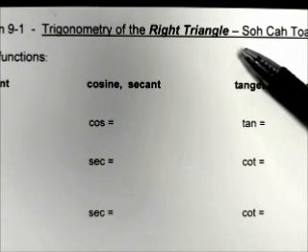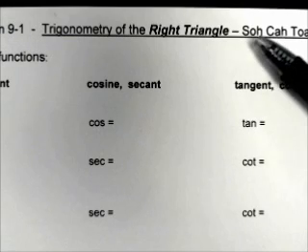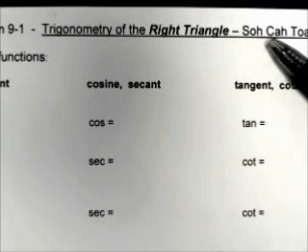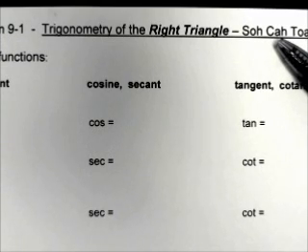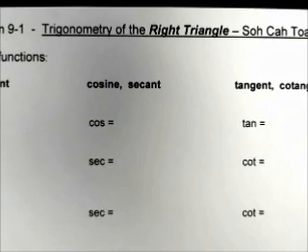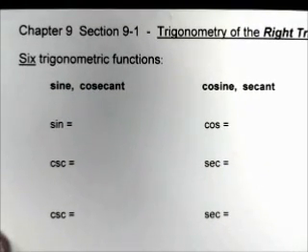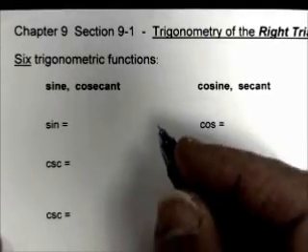SOHCAHTOA stands for S is for sine, O is for opposite, H is for hypotenuse, C is for cosine, A is adjacent, H hypotenuse, T tangent, O opposite, and A adjacent again. So there are actually 6 trig functions. You might be familiar with the 3, sine, cosine, and tangent, but there's also reciprocal functions of each.